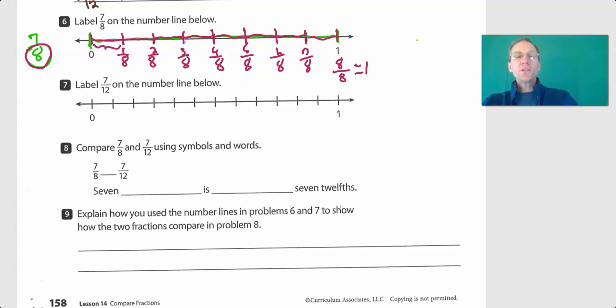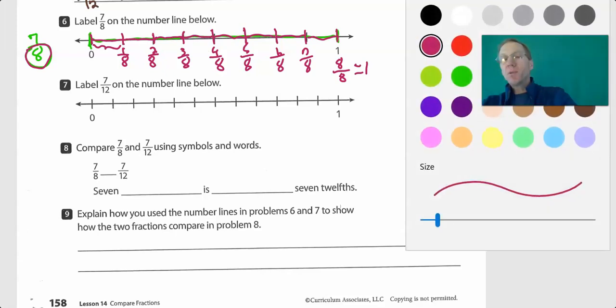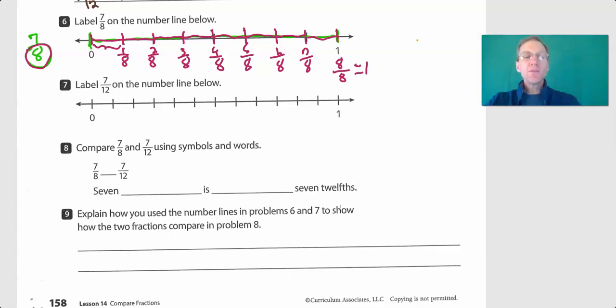Okay, so we'll do the same thing down here. We won't have to spend as much time. I think you got it. Label 7/12. That means that this whole has been cut into 12 parts. We'll notice there's 1 part. Remember, we're talking about this section on the number line. 1, 2, 3, 4, 5, 6, 7, 8, 9, 10, 11, and 12.